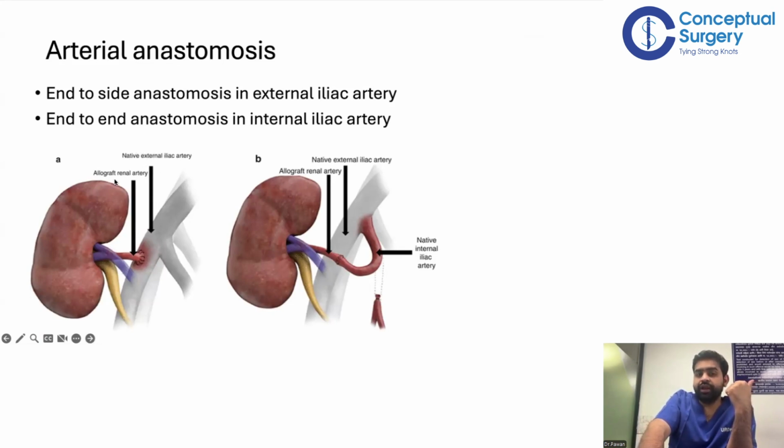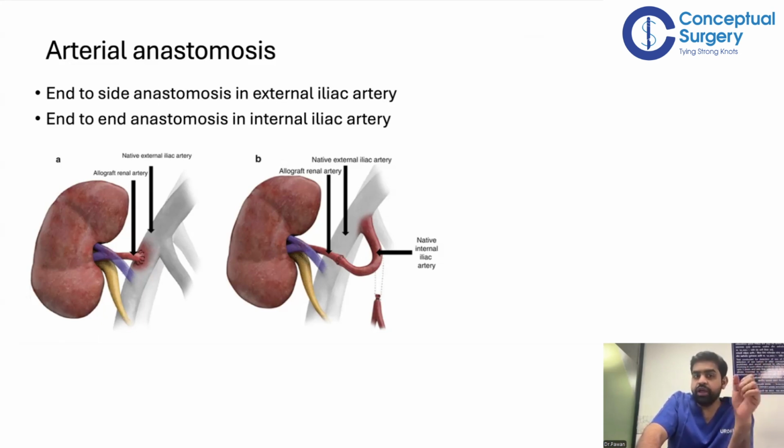So this is an external iliac artery. This is an allograft renal artery. What we do is the end of the renal artery to the side of the external iliac artery, so we do end to side anastomosis. In the internal iliac artery, you have ligated the native internal iliac artery, you bring it out, and then you do an end to end renal artery to iliac artery anastomosis. Are you understanding my point? So here we are performing an end to end renal artery with the internal iliac artery anastomosis, and here we are performing renal artery to the side of an external iliac artery.